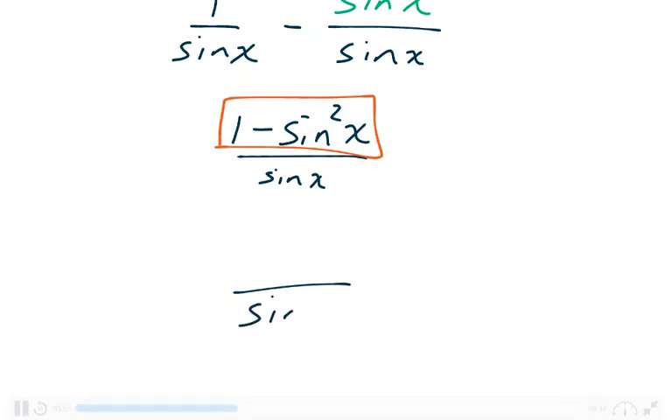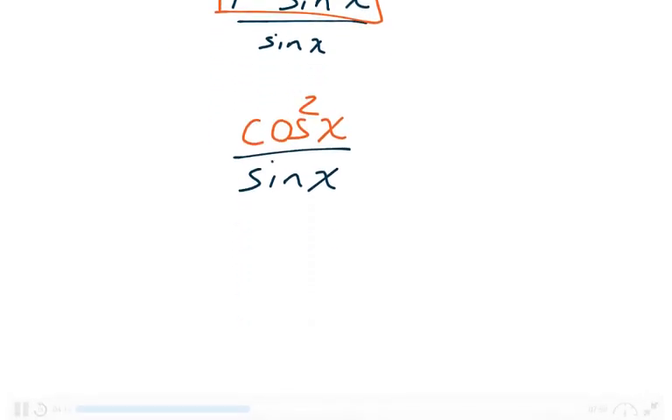1 minus sine squared. Well, if you look in the little identity book, and I want you to get familiar with this, 1 minus sine squared is the same as cosine squared. So I change my numerator to cosine squared. Now the whole problem is in terms of sines and cosines, and we're on our way to a final answer.